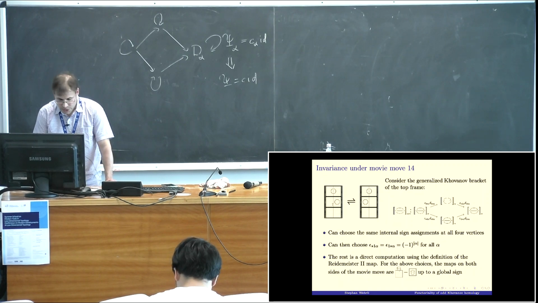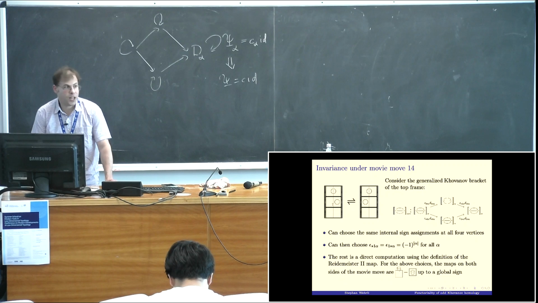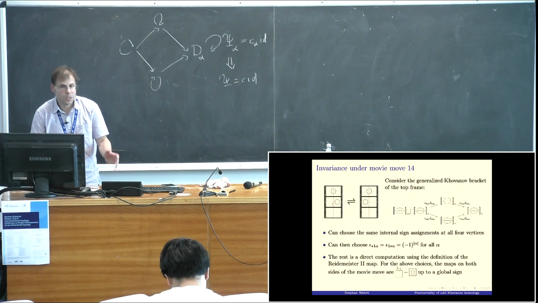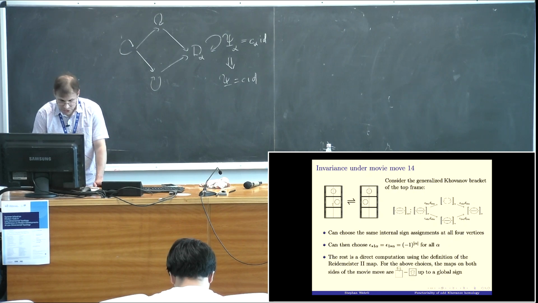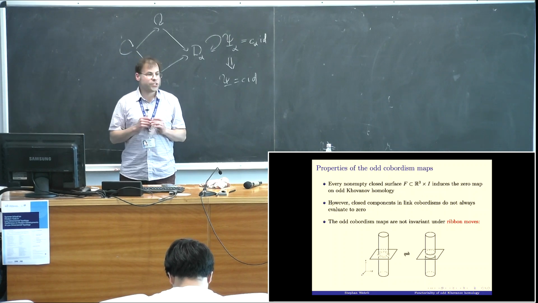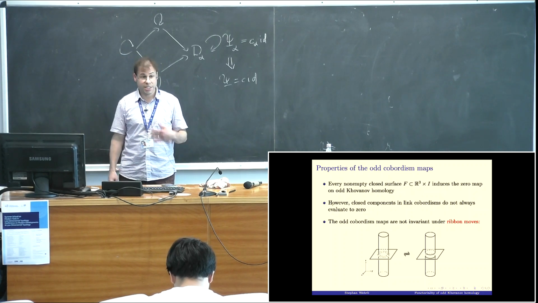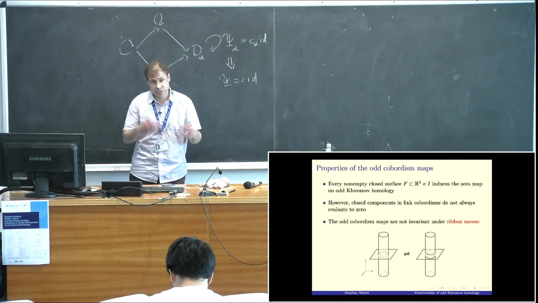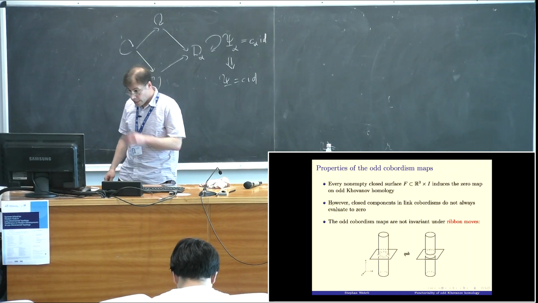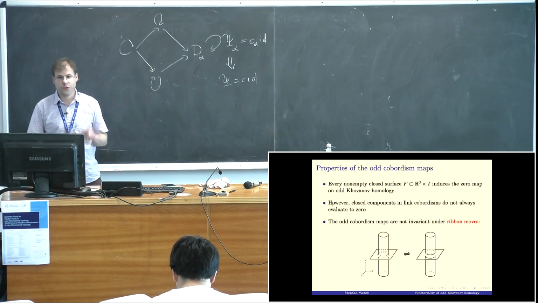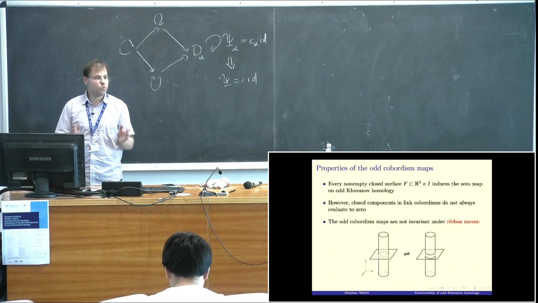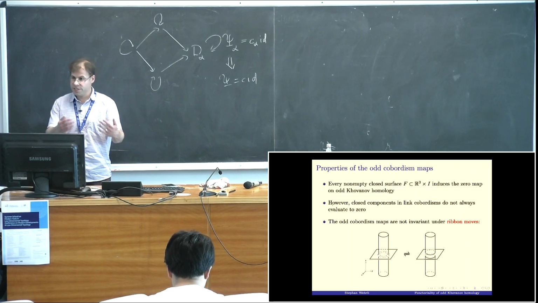Next I want to discuss some properties of the odd cobordism map. So far I talked about generalized Khovanov homology, but in the remainder of the talk I will mostly talk about odd Khovanov homology. The first thing that one can show is that if F is a non-empty closed surface, then it always induces the zero map on odd Khovanov homology. It's of course not true for even Khovanov homology, where a torus always induces multiplication by 2. However, it's not true that every closed component in a link cobordism evaluates to 0. You can have a link cobordism that has some closed components and that induces a non-zero map in odd Khovanov homology.